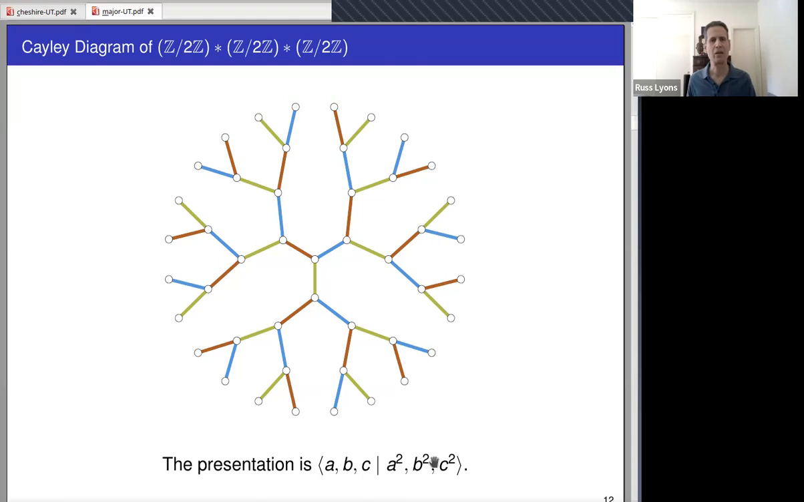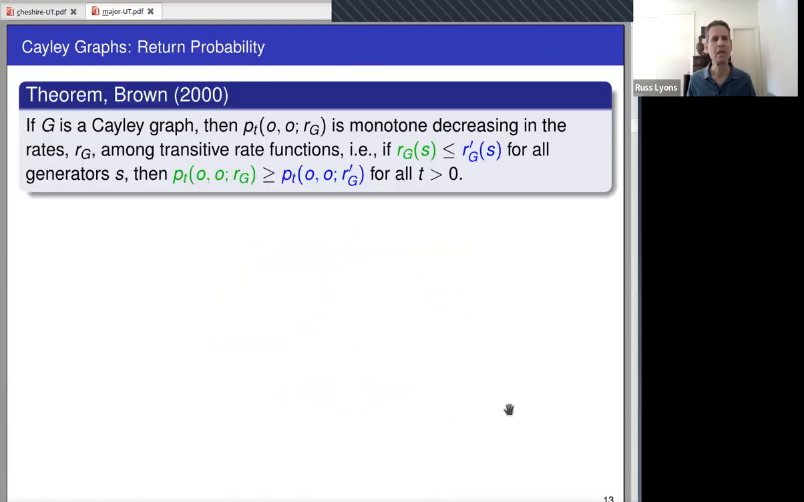Okay, so these are each Z mod 2. This is the free product of Z mod 2 with itself 3 times. And that's what it means. It means it has this presentation. So that's just an example.